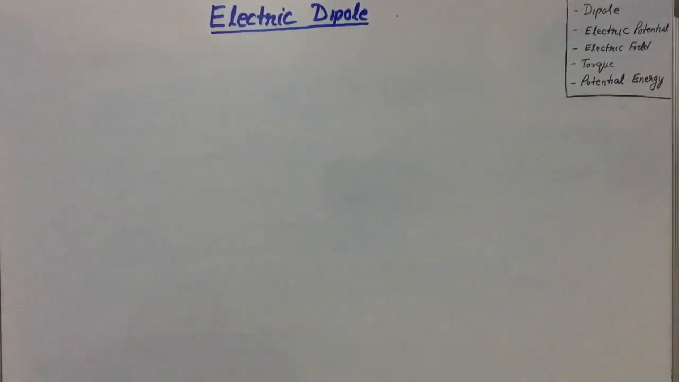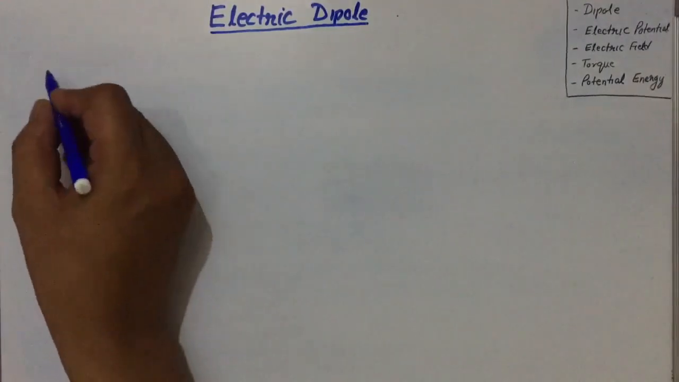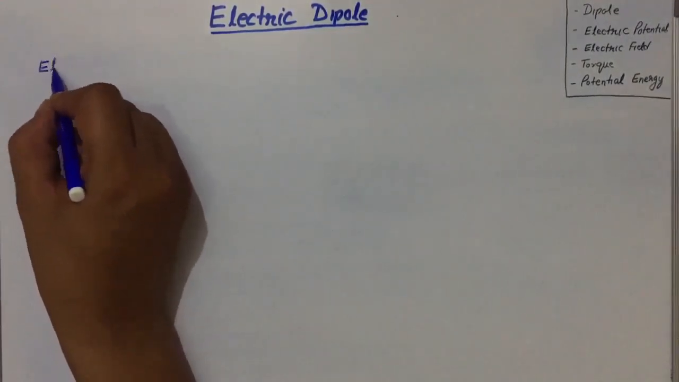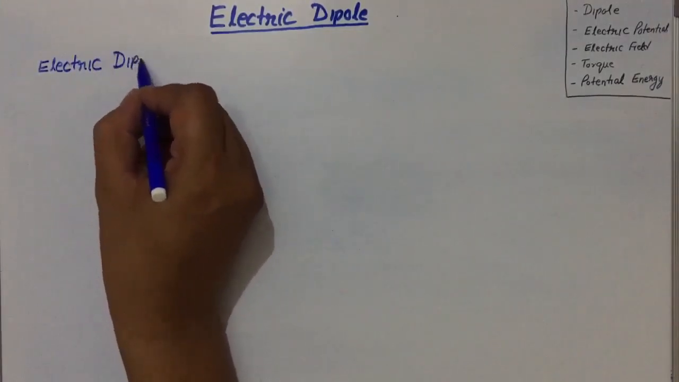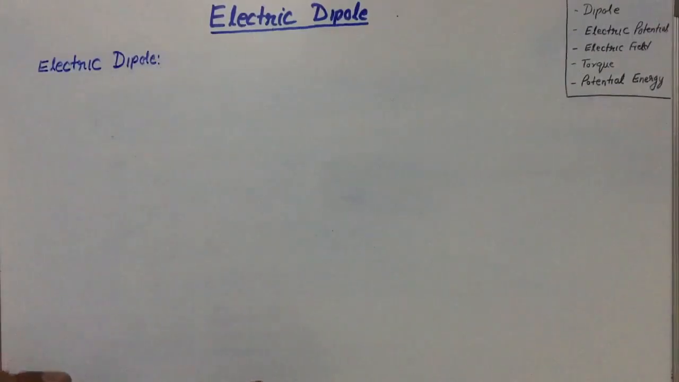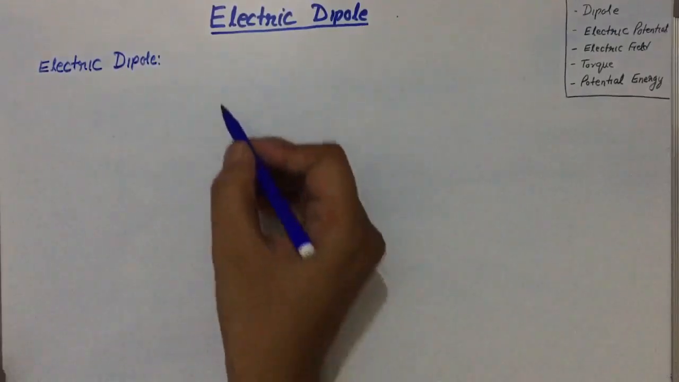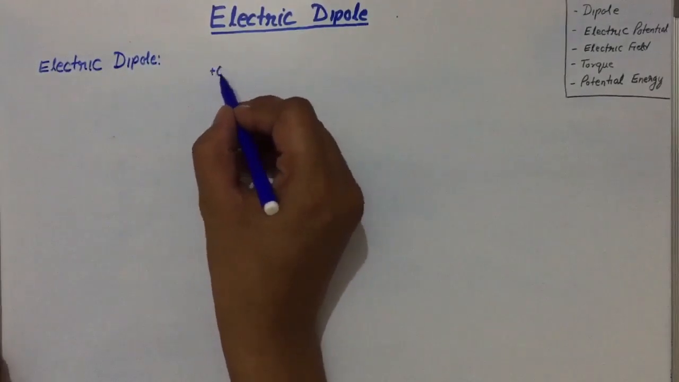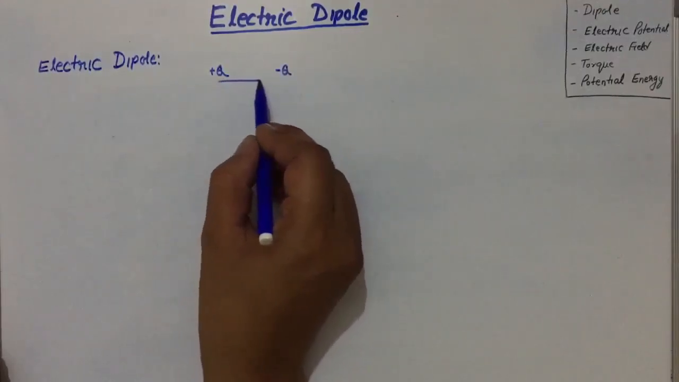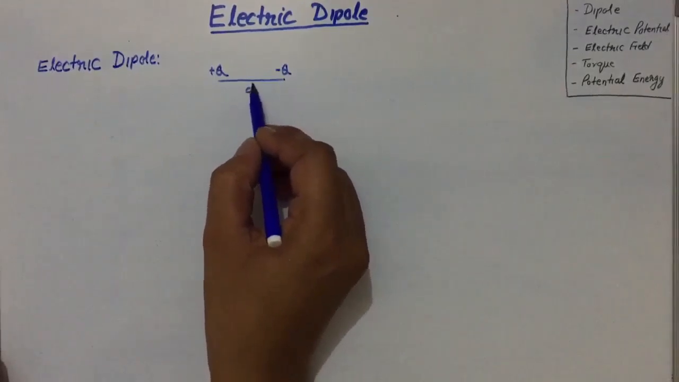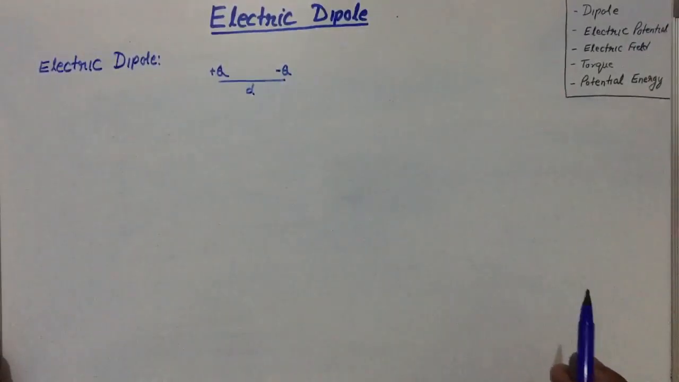So let us start with the electric dipole, the definition of it. If we recall, in grade 12 we have studied that equal and opposite charges separated by a small distance are termed an electric dipole.